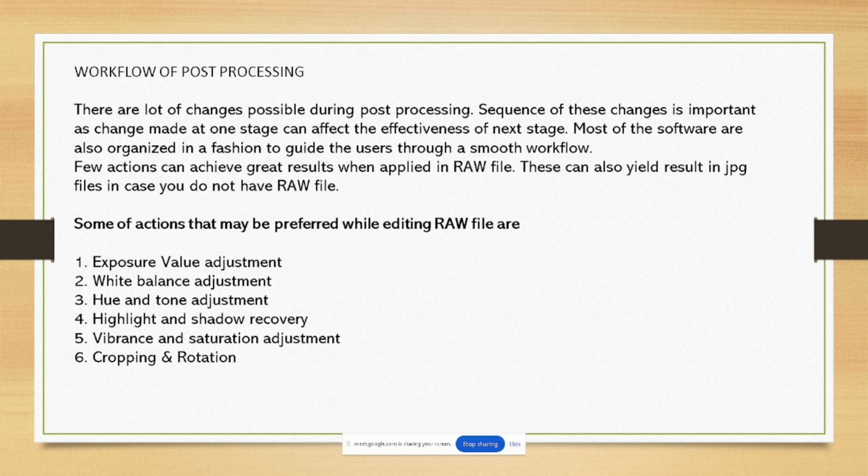Some of the actions that may be preferred while editing a raw file are exposure value adjustment, white balance adjustment, hue and tone adjustment, highlight and shadow recovery, vibrance and saturation adjustment, and cropping and rotation.